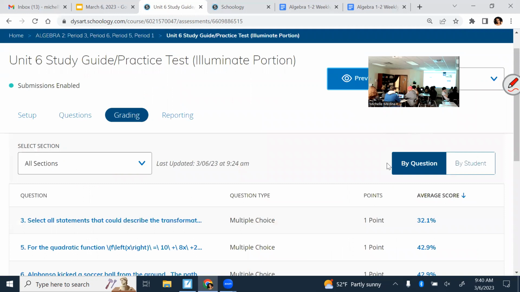Any other questions on either the constructed response or the 100-point portion? We have like 5 minutes left, so we can go over a couple. On the puzzle piece? Okay.